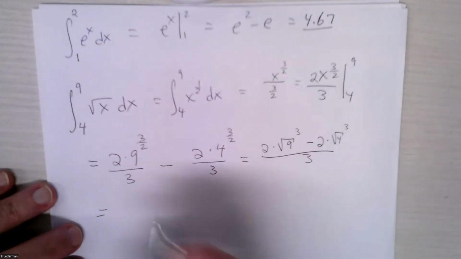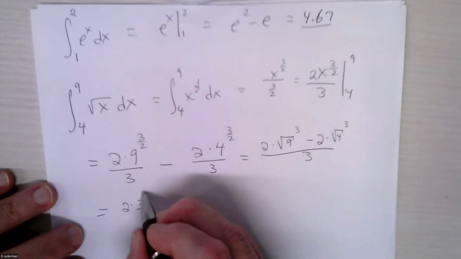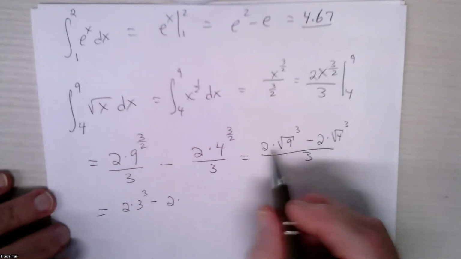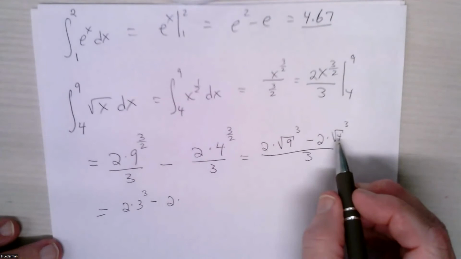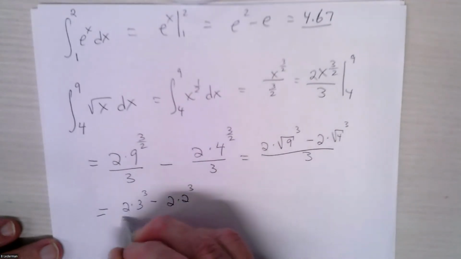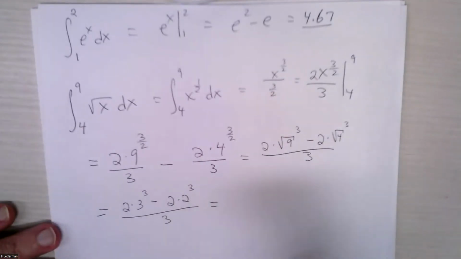And that equals 2 times, now the square root of 9 is 3, 3 to the 3rd power, minus 2 times, I could have factored that out too, but I'm not going to bother at this point, the square root of 4 is 2, so it's 2 to the 3rd power, over 3. I know I'm doing a million steps here. You don't have to, if you can do it in fewer steps, fine. I just want to step it out so you see step by step exactly what I did.